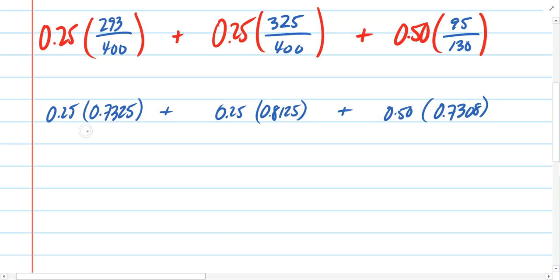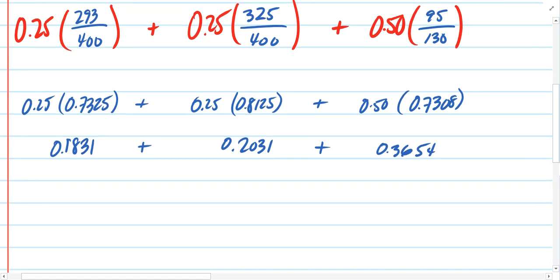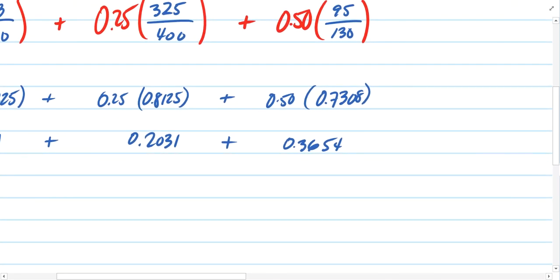When multiplied by their weights, these result in 0.1831, 0.2031, and 0.3654. When added together, that results in a 0.7516, or 75.16%.